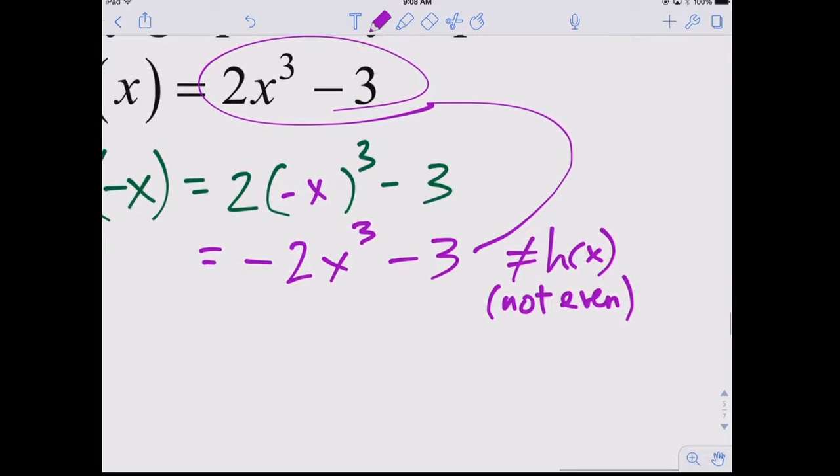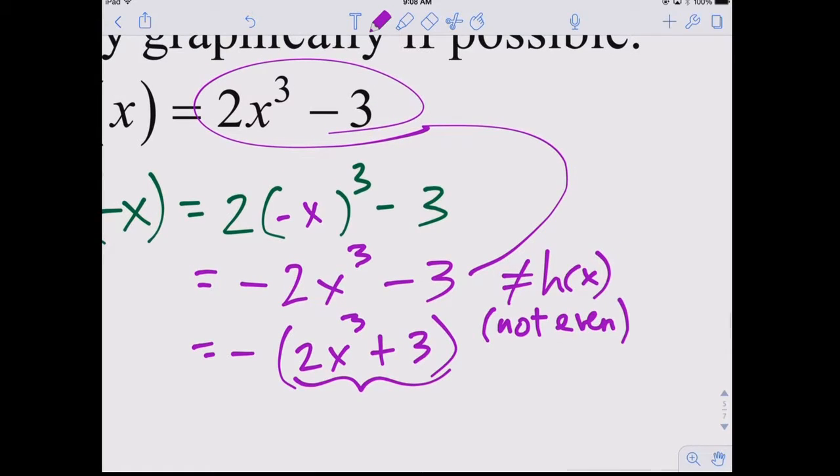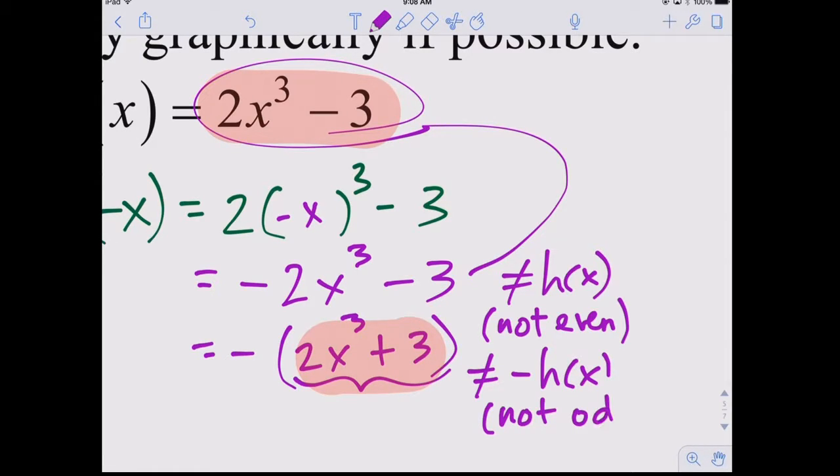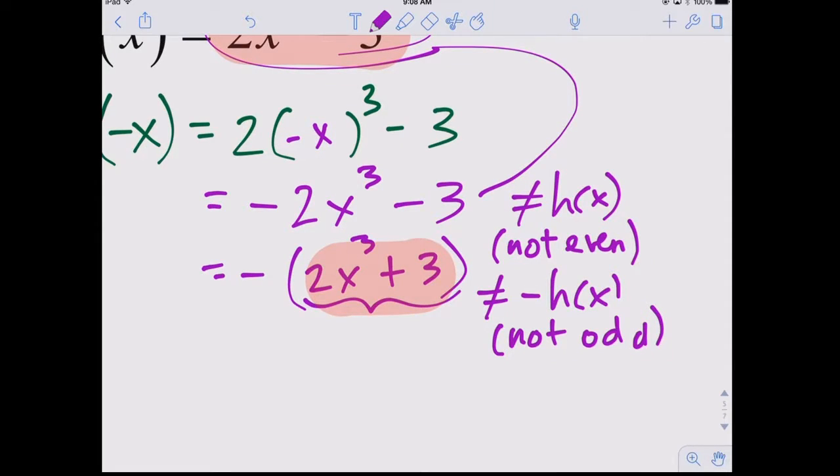So the way we determine if it's possibly odd is we factor out a negative from the entire thing. That's what we were doing at the end of class yesterday. That becomes negative quantity 2x cubed plus 3. Now because I have a negative out front, I ask myself, is this thing inside the parentheses the same thing that I started with? Because if it were exactly the same in the parentheses, I'd have the opposite of what I started with. Is this the same as that? No. So this is not equal to the opposite of h of x, which means it's not odd. And so if it's not even and it's not odd, this would be neither. So h of x is neither even nor odd.